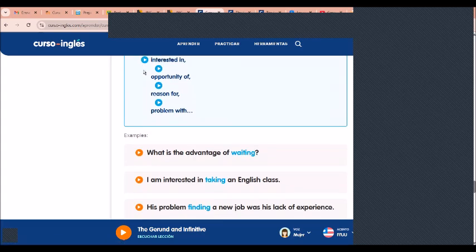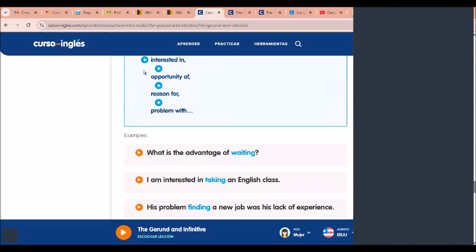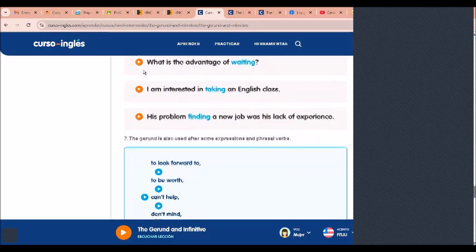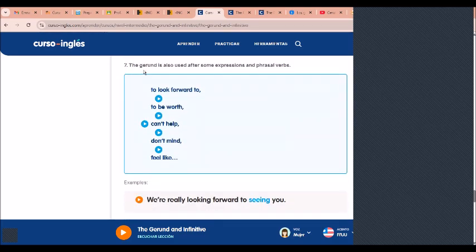Yes, teacher. Examples. What is the advantage of waiting? I am interested in taking an English class. His problem finding a new job was his lack of experience. Since we have noun phrases and not descriptions, we're using INGs. INGs are also going to be following what we call idiomatic expressions.